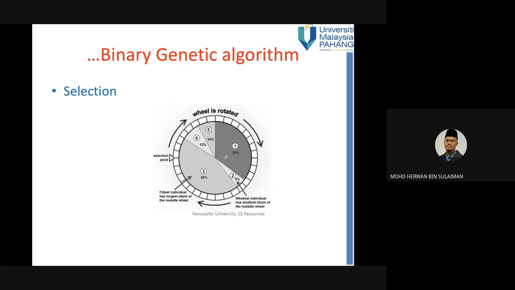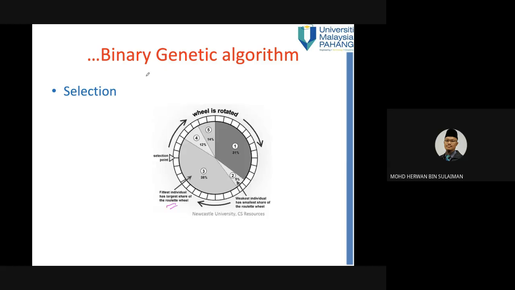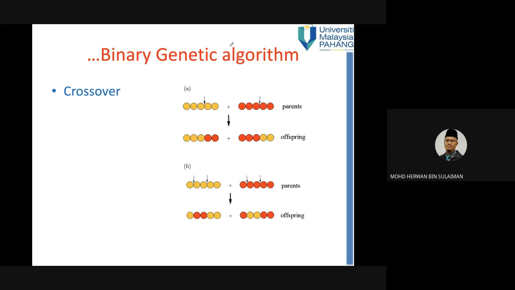Okay, next is selection. Normally we use what we call roulette wheel. So this is how we use it. The other option is tournament selection, depending on the problem that you want to solve. Normally I will use roulette wheel. Okay, next we go to the crossover.